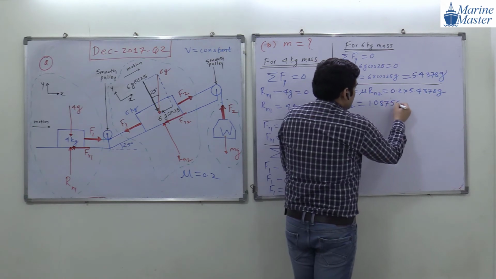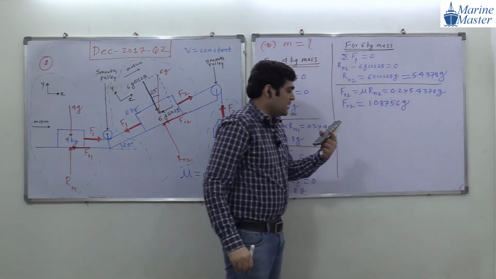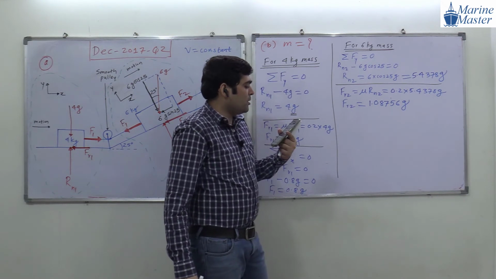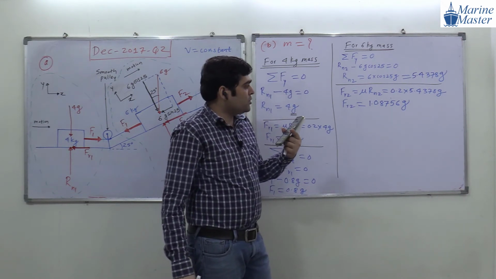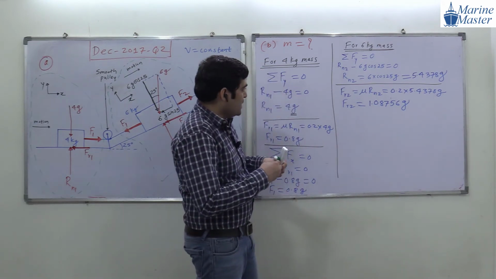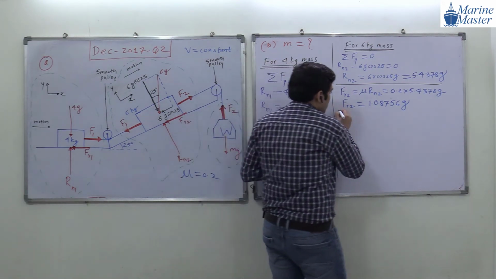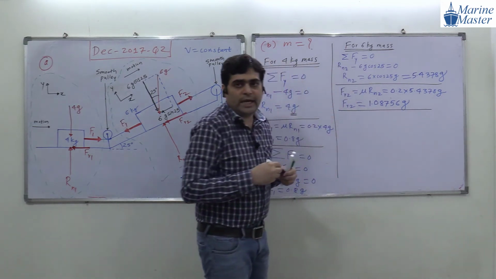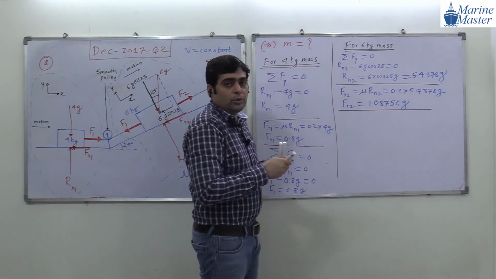1.08756. Take it, guys, into G. Is it okay, guys? 0.2 into 5.4378 is 1.08756 G. So we got FR2 in terms of G.